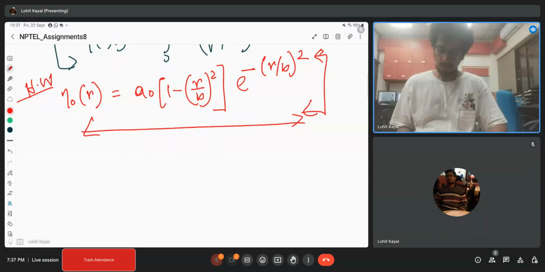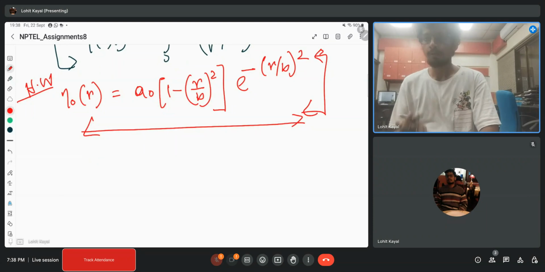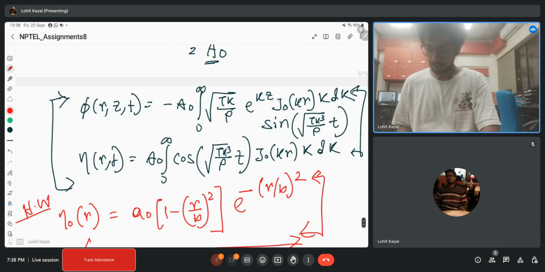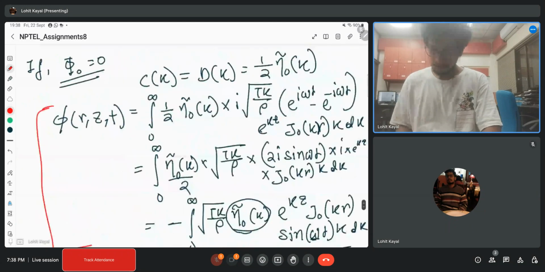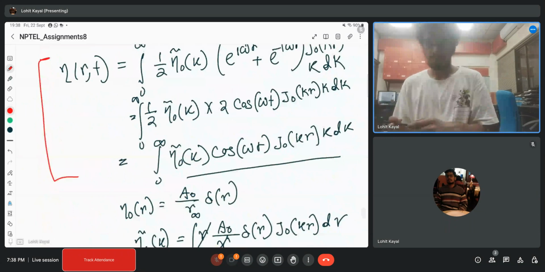One obvious question is how to find its numerical Hankel transform. One thing you can do, you can use a numerical integration technique, or you can use some mathematical toolbox like Mathematica to find its eta 0 tilde of k. Then you can fit it in these equations to find its evolution in time, right?